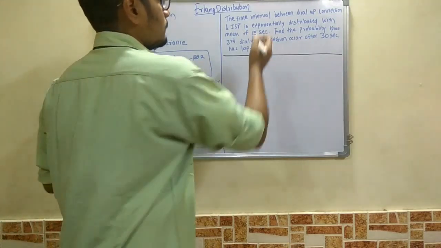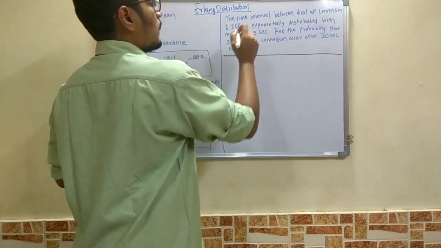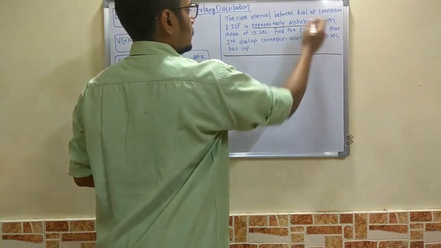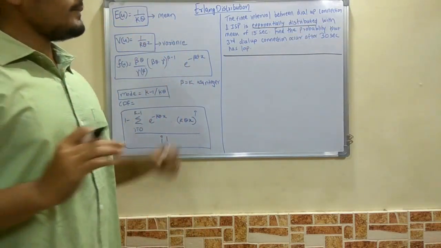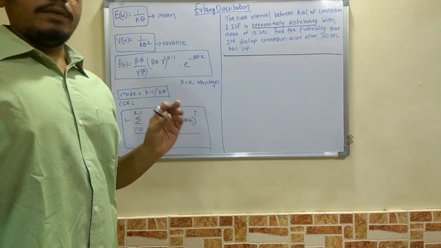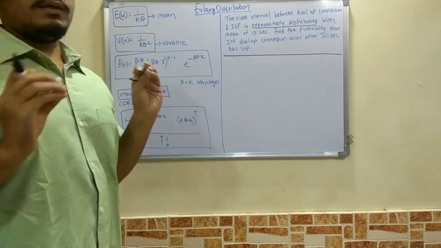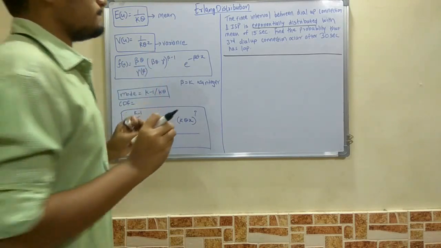So that is the problem, and in this they will never mention the word Erlang, but you will have the exponential distribution. So we have to identify the parameters in this and apply accordingly, and differentiate between this and the exponential distribution for solving the problem. That is the key concept in this, to identify which distribution it is.